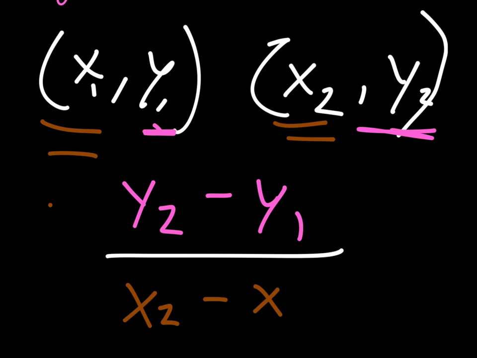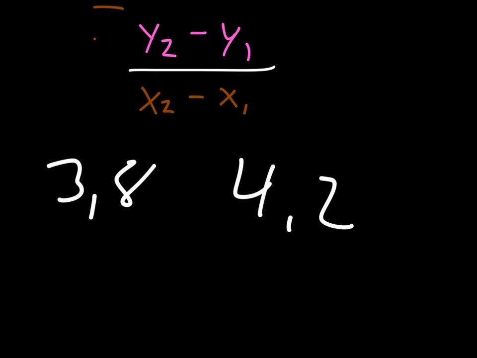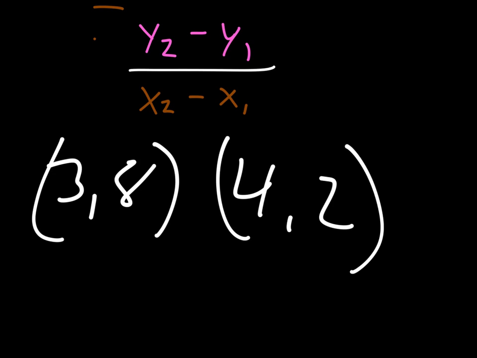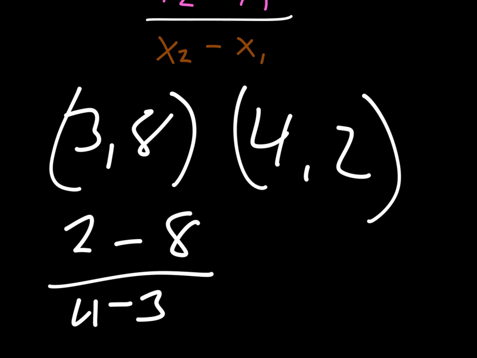That being said, using this formula, if I have 3, 8 and 4, 2, but we don't know which order it came in, whether we subtract 2 from 8 or 8 from 2 or 3 from 4 or 4 from 3, it doesn't really matter, because either way you will get the same answer. Let's say we do 2 minus 8 and 4 minus 3. 2 minus 8 gives us negative 6, and 4 minus 3 gives us 1.